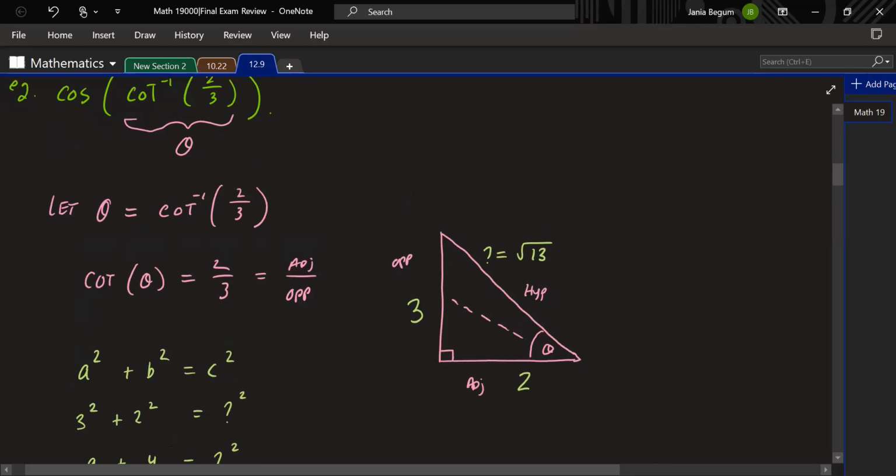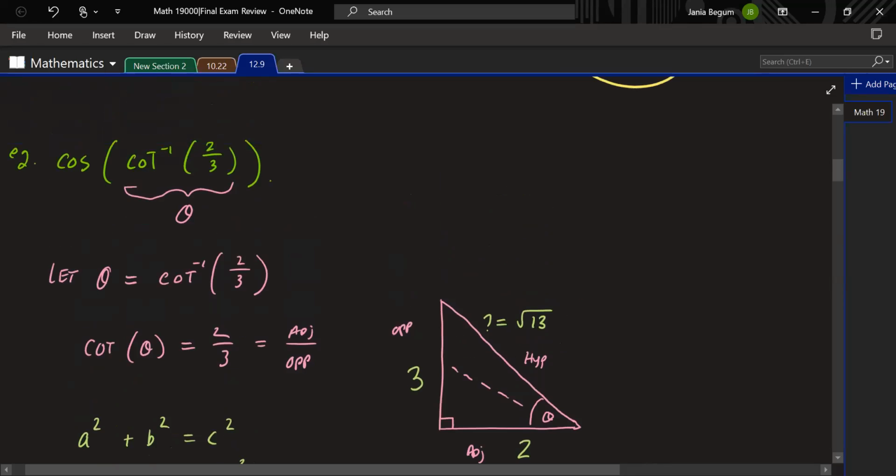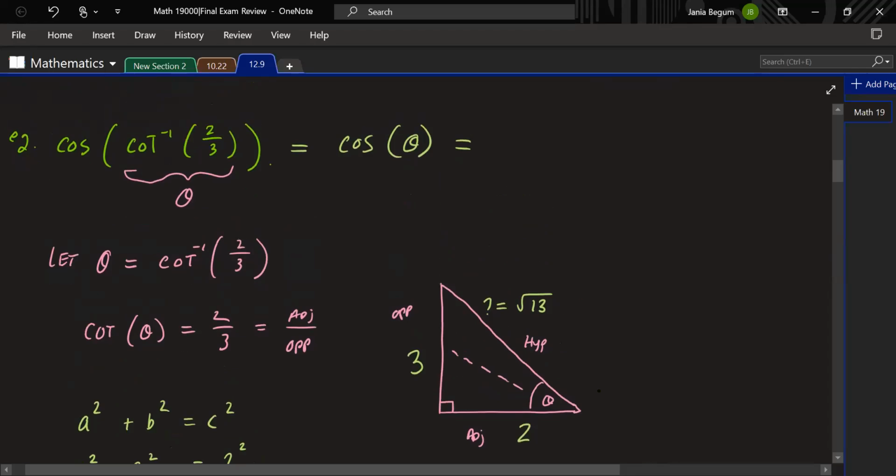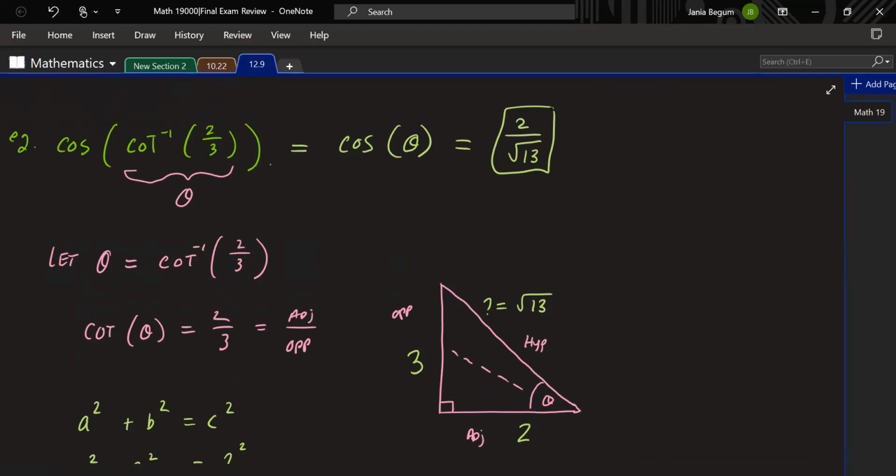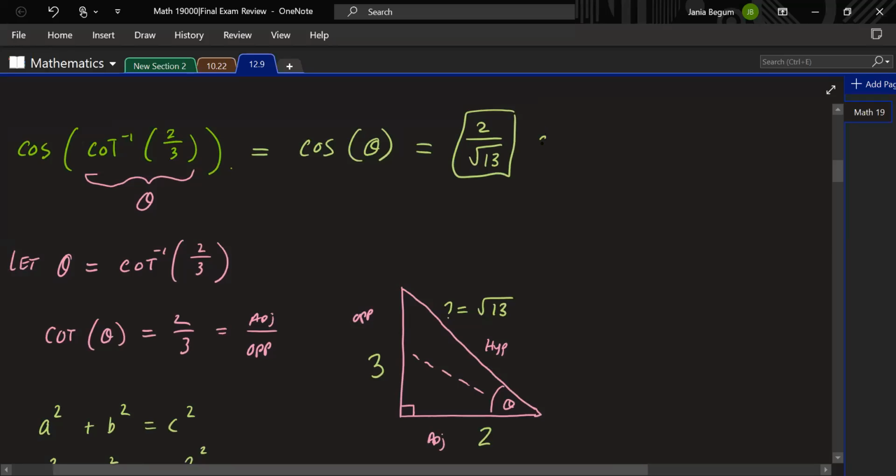We're going back to the original question. We have cosine of theta, since we replaced cotangent inverse with theta. So we're evaluating cosine of this unknown theta. And by definition, cosine is adjacent over hypotenuse. So we have 2 over radical 13. That's your final answer. And if you want to rationalize it, you could, but it won't be necessary.